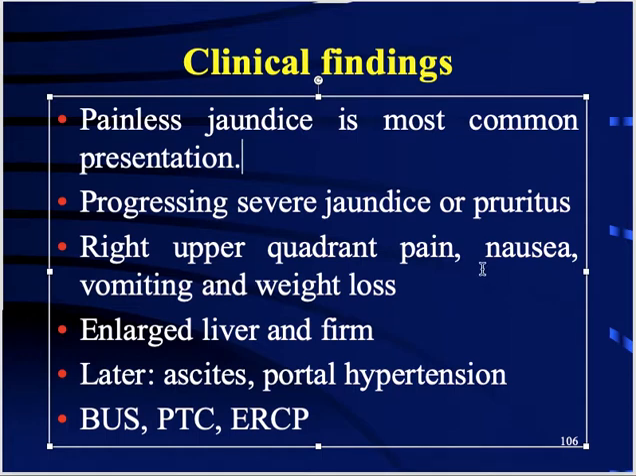So painless jaundice is the most common presentation, okay? And other things, it could be pain, it could be pruritus, it could be anorexia, it could be fatigue, okay? It could be weight loss, okay? So these things can be there. Then, of course, we go for the physical examination, and most of the time the physical examination is all normal except for jaundice, okay? The only thing which we can find in these patients is basically jaundice, okay?